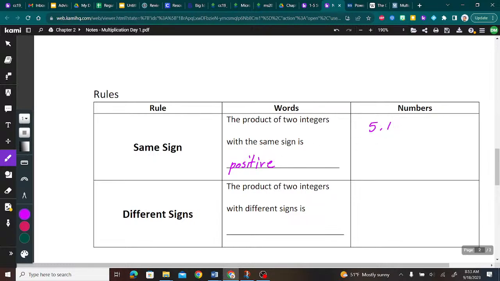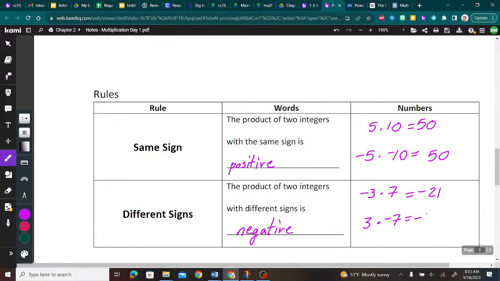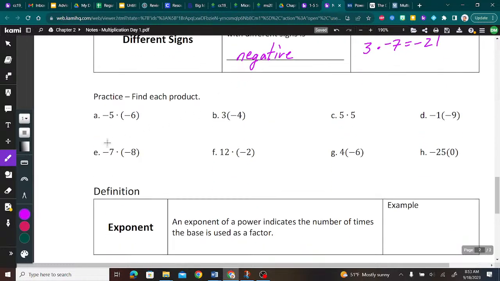If we took 5 times 10, those have the same sign, so it's 50. Whereas negative 5 times negative 10, those have the same sign, so it's still 50. Whereas the product of two integers with different signs is negative. So negative 3 times 7 is negative 21, and likewise 3 times negative 7 is negative 21. So you should stop the video now, try practicing these, and see if you get the same answers I do.